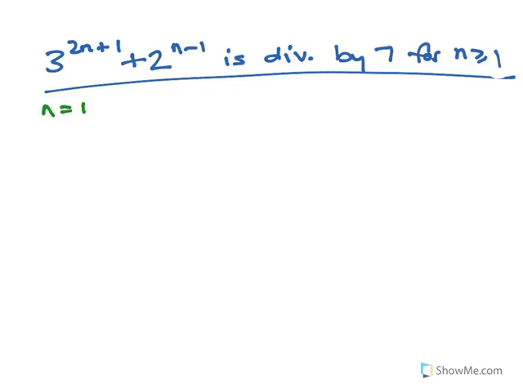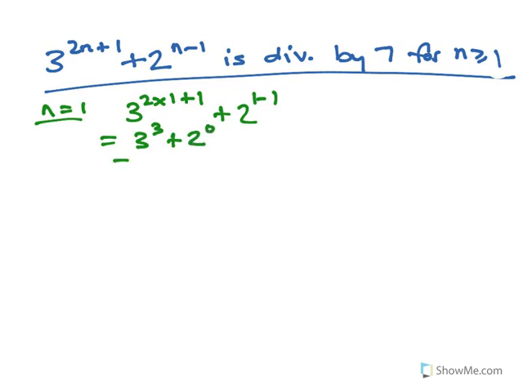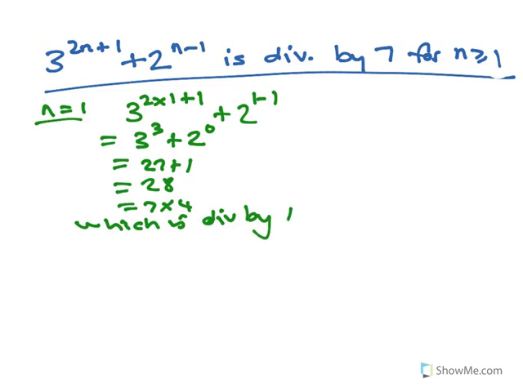Okay, so first of all, prove true for n equals 1. So it's 3 to the 2 times 1 plus 1, plus 2 to the 1 minus 1: 3 cubed, which is 27, plus 2 to the 0, which is 1, so 28, which is 7 times 4. So, is that divisible by 7?